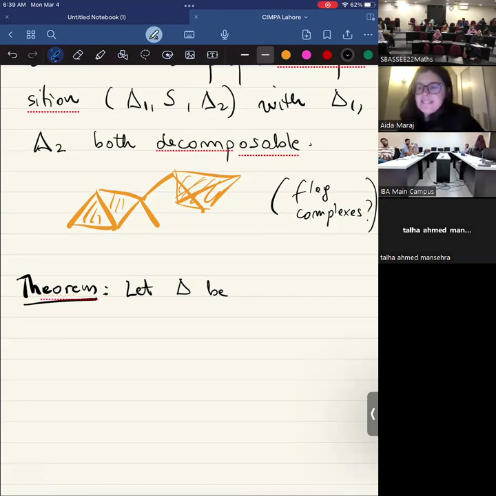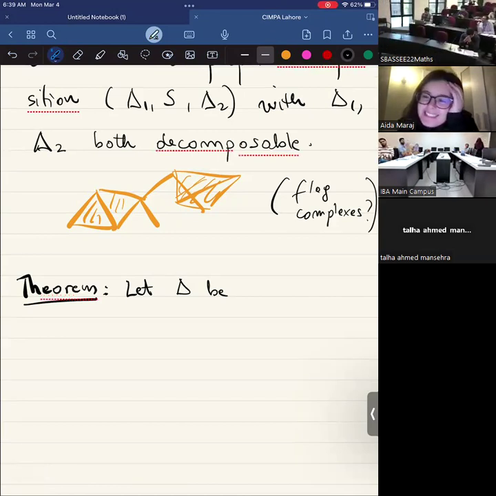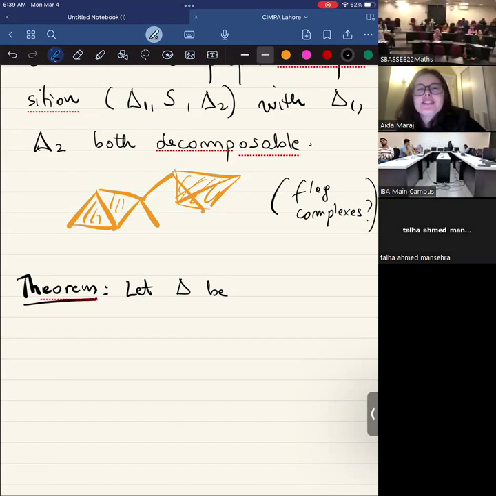One more question, may I ask? I think the decomposable simplicial complexes are exactly the quasi-forests, right? I would ask what you call quasi-forest, but I would say yes, because every decomposable simplicial complex can be thought of as a fat tree when it is connected.